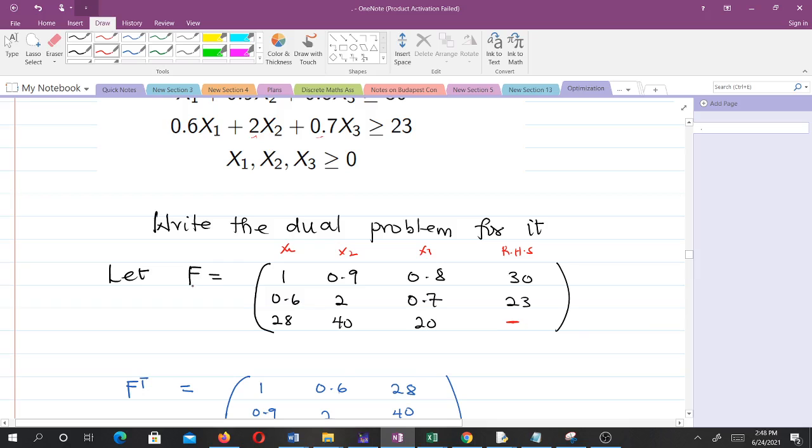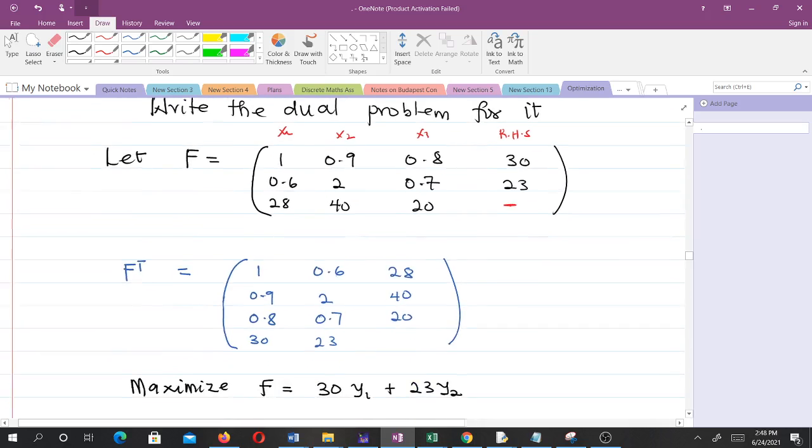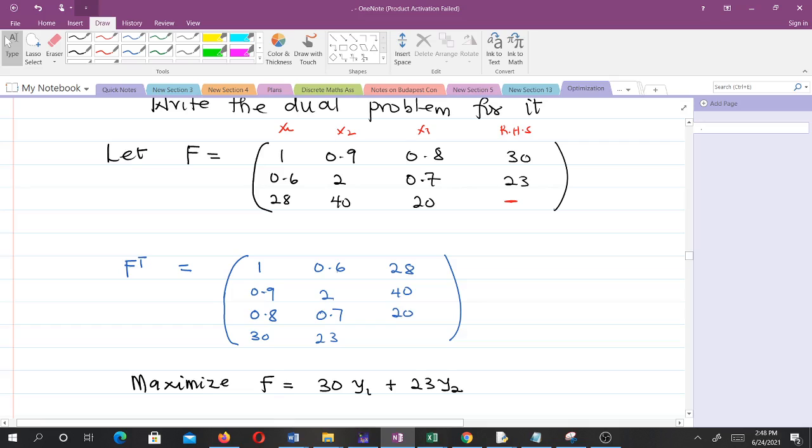So we are calling this matrix F. To get the dual problem, we have to find the transpose of F. I hope you know how to find the transpose of a matrix. So now we get 1, 0.6, 28, then 0.9, 2, 40, then 0.8, 0.7, 20. So we get what you can see here.